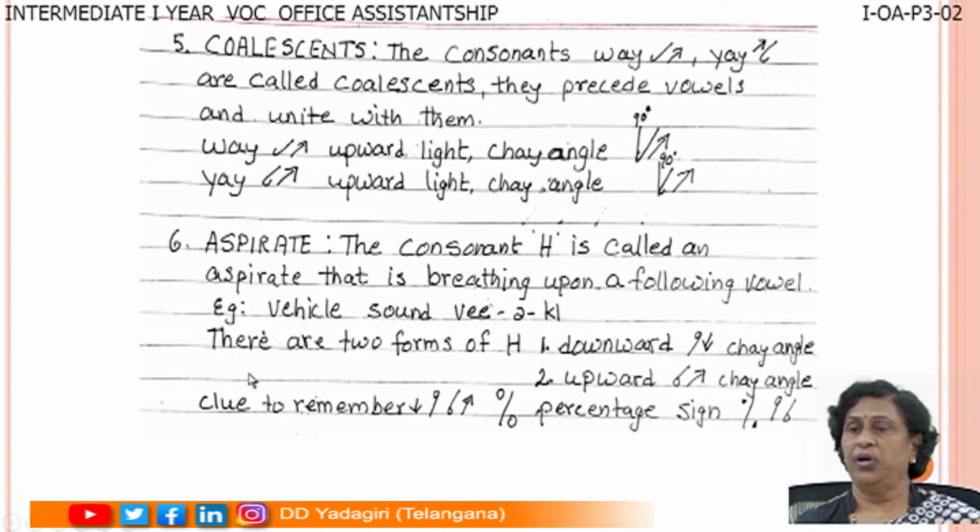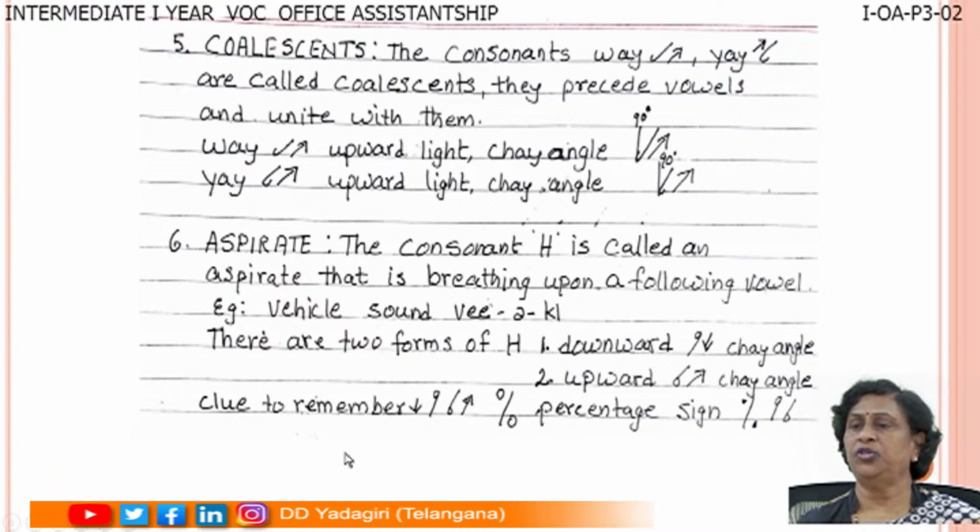So the two forms of H, the downward H and the upward H, we are going to write like this. We're going to start from the circle and go down for writing downward H, and for the upward H, we're going to start from the circle and go up. Make a circle first and then go up. Downward H, circle and down. And upward H, circle and up. Don't write it like 9. You have to write like this.